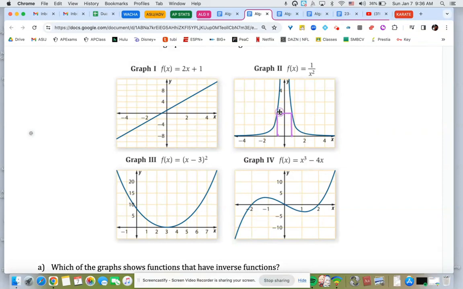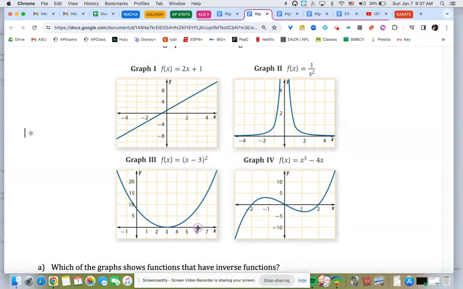So for one input, remember the y values are now the input when you're talking about the inverse, I get 2 different outputs for the x value. Remember, it's the inverse we're talking about. So that makes it not a function. The inverse is not a function. The original equation is a function itself, but the inverse is not a function. And we're going to find out that's true.